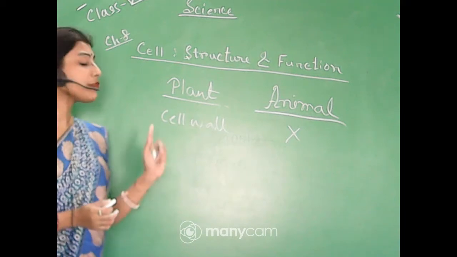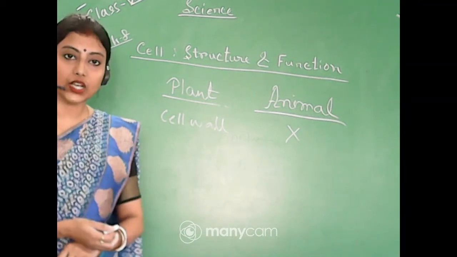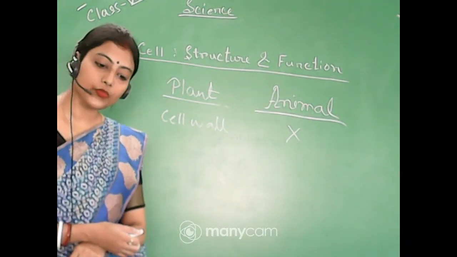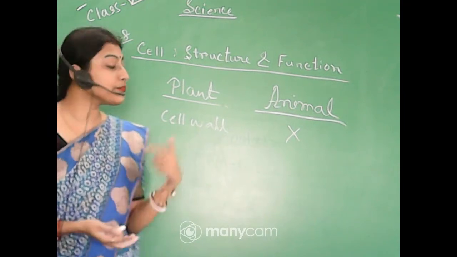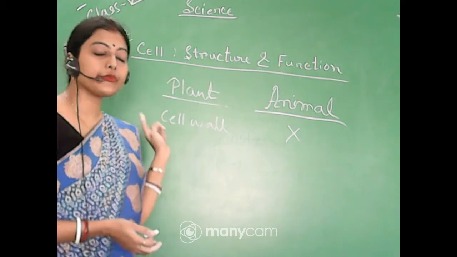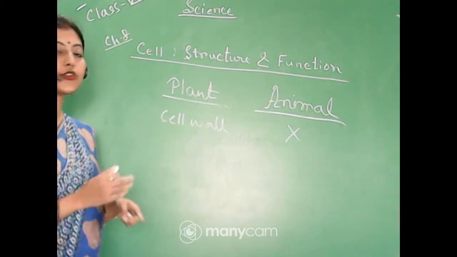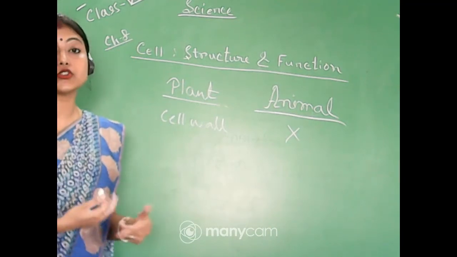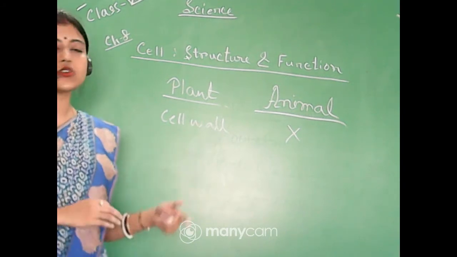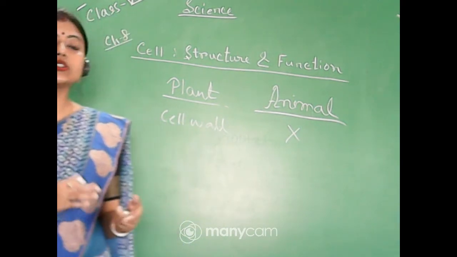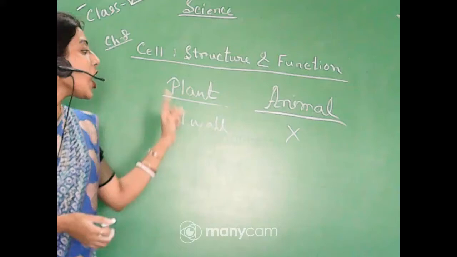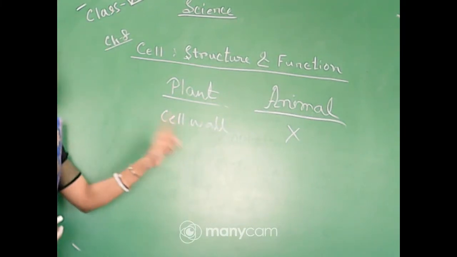Okay, so now we will move to the last portion of the chapter, the difference between the plant cell and the animal cell. The cell wall is present only in the plant cell, because plants must reside in harsh environmental conditions, such as wind or the scorching heat of summer. So they are provided with an extra outer covering, known as the cell wall. But in the animal cell, it is totally absent.